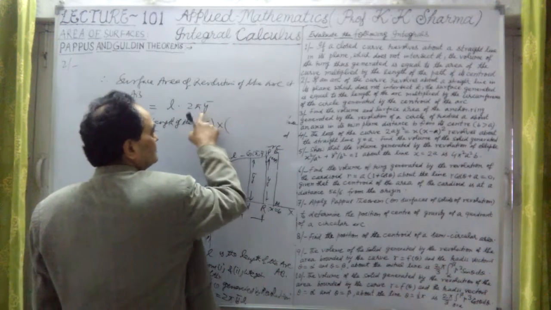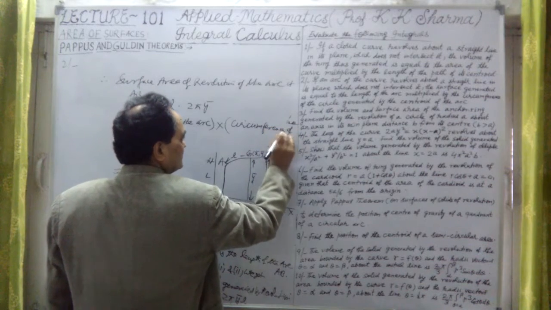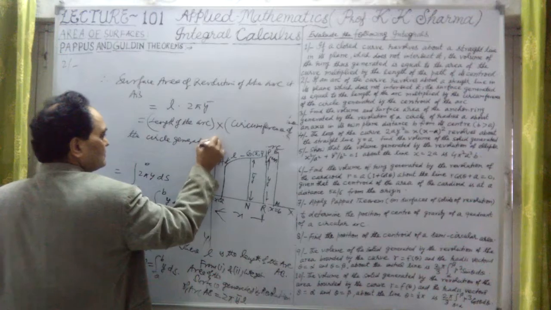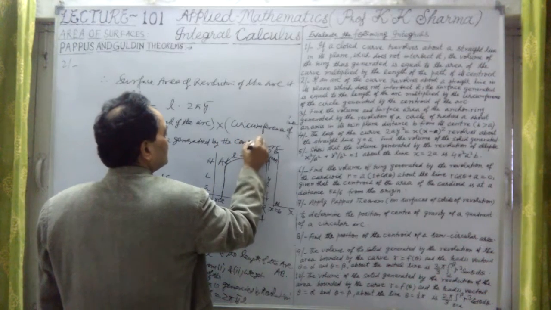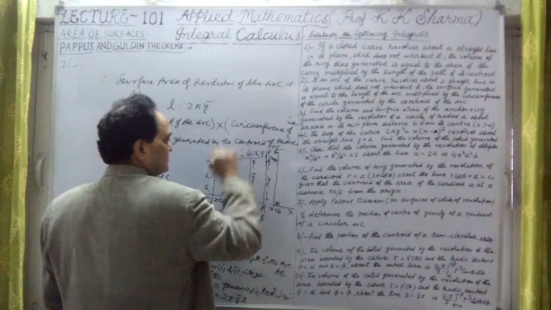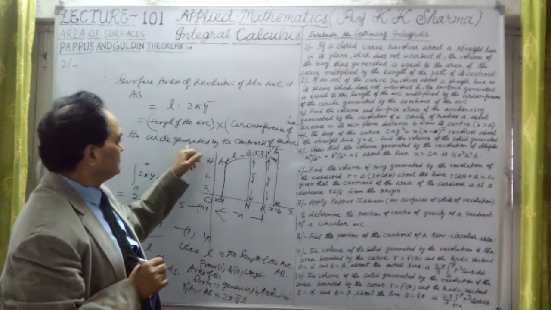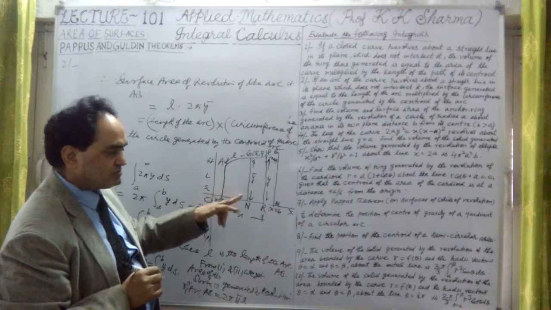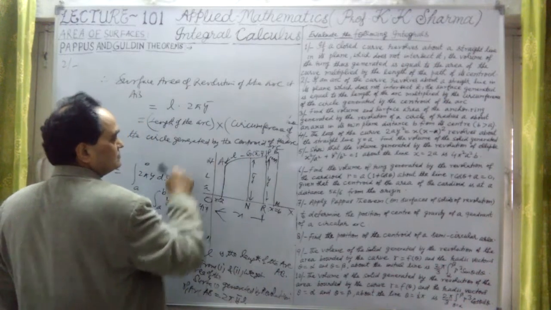This is multiplied by the circumference: 2 pi y bar is the circumference of the circle generated by the centroid of this arc. So this is the formula. L, the length of the arc, into 2 pi y bar, the circumference of the circle generated by the revolution of this G about this line. This ring will be obtained. The circumference of this ring is 2 pi into y bar. y bar is the radius of this ring. So this is the second theorem.